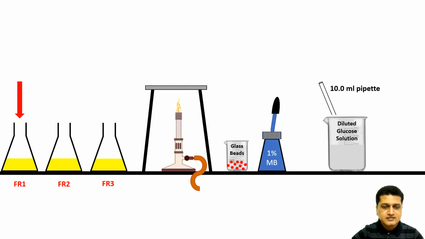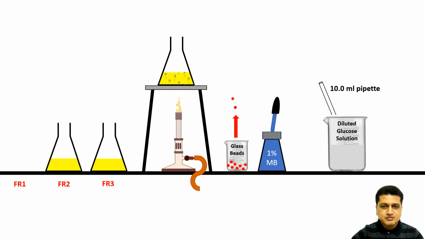Now proceed for taking final reading 1. Place the flask FR1 on wire gauze set on a tripod stand. Heat the flask to boil the mixture. Add few glass beads to avoid bumping during boiling of the solution. Add 1 to 2 drops of 1% methylene blue. This will change the color of mixture from yellow to green.